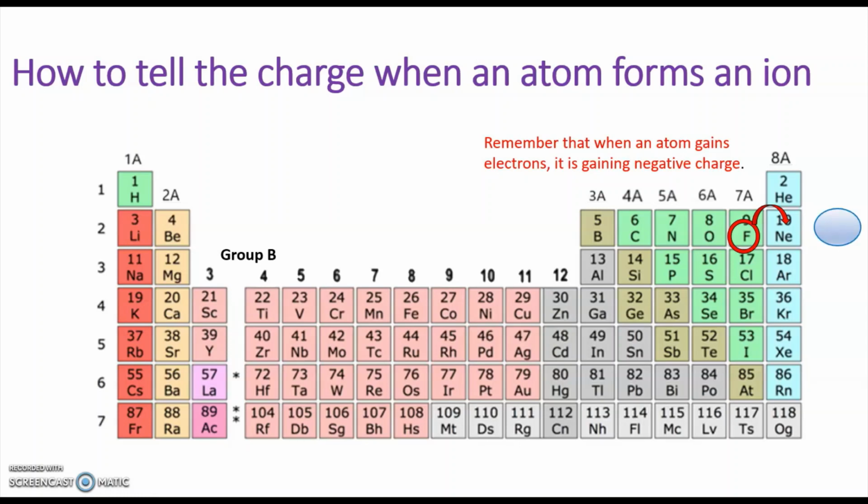No, it's gaining negative charge. So that means the charge on the fluoride is going to be -1. Just like over here with potassium. Potassium, its nearest noble gas is over here with argon. So it would have to lose 1 electron to get to be like argon. And I'm just going to draw this over here to keep from being convoluted back and forth.